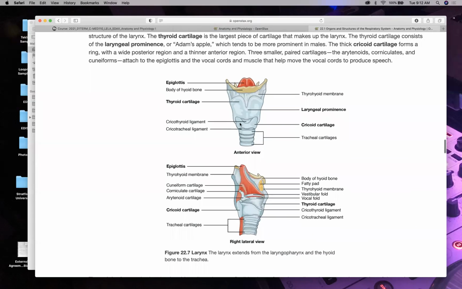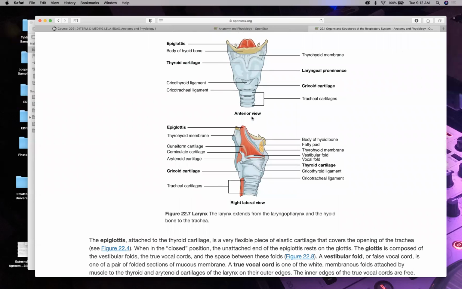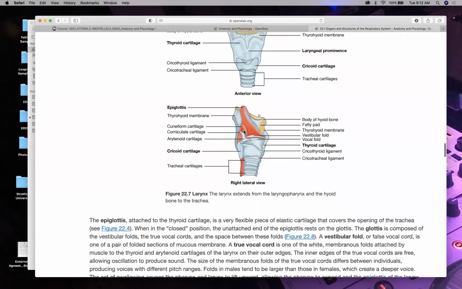Here's your larynx, and here's your laryngeal. There's a bunch of cartilage that makes up your larynx, or your voice box. Of course, it tops off here with the epiglottis.